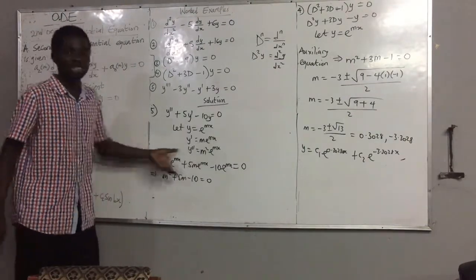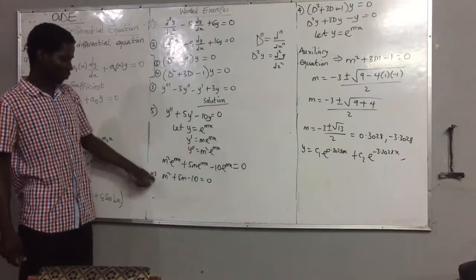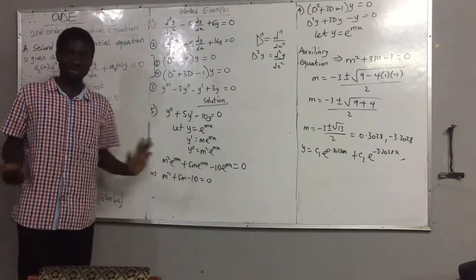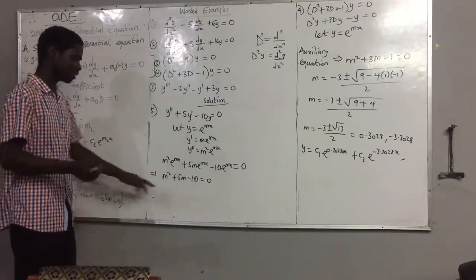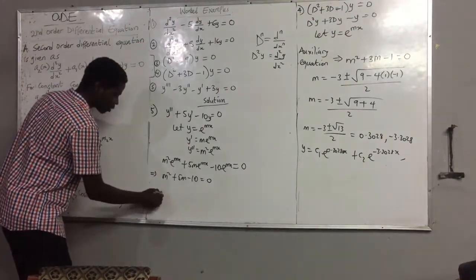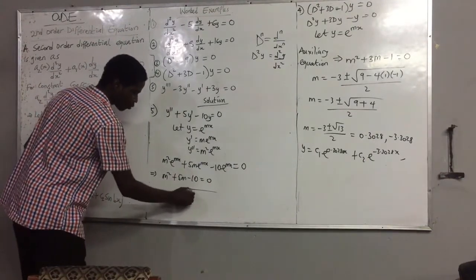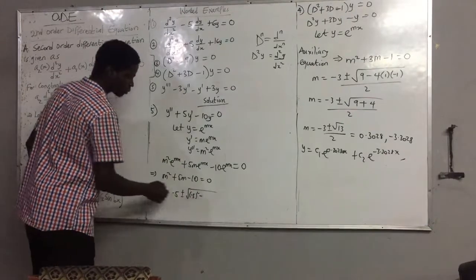I'll just write the auxiliary equation. It will be y double prime: m squared, plus 5 y prime: m, minus 10 equals 0. Do you understand what I'm trying to say now? So solving this, m will be equal to what? Minus 5 plus or minus square root of what? Minus 5 squared minus 4.